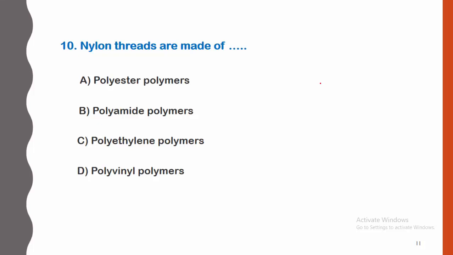Next, nylon threads are made of: A, polyester polymers, B, polyamide polymers, C, polyethylene polymers, and D, polyvinyl polymers. The right answer of this question is polyamide polymers. Polyamides are nothing but the nylons.